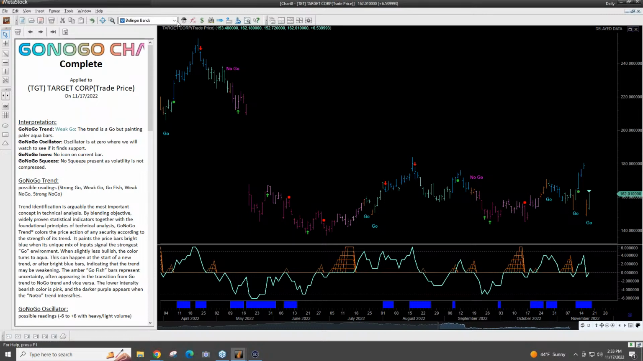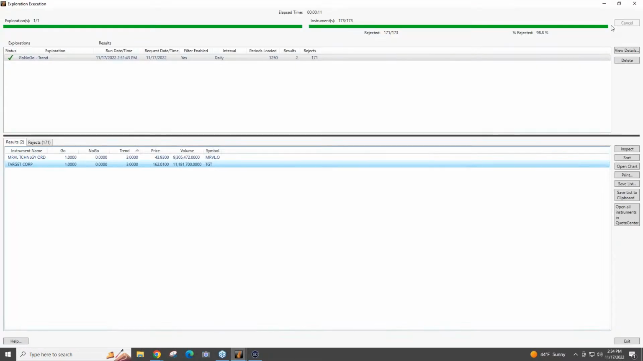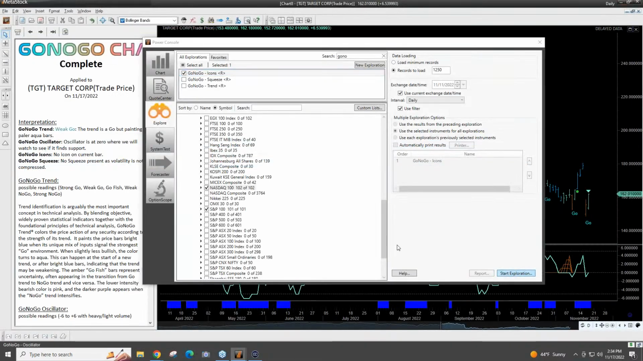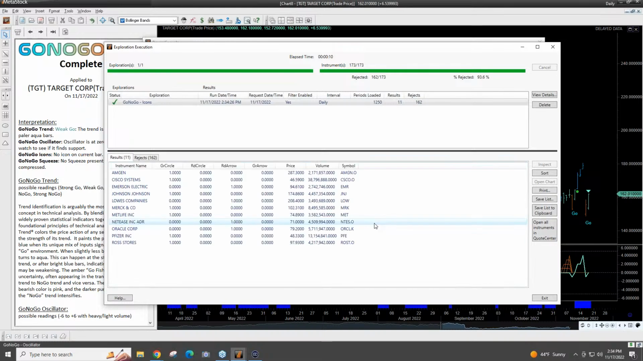So let's run a couple more scans. So that one was the GoNoGo trend. Now let's do the icons and see if we can find some opportunities there. We'll do the same list. I need to close my other one. And then we'll run start exploration. And this one's looking for all of the icons on the chart. So it's that go fish, it's the strong go, the weak go, and everything like that.